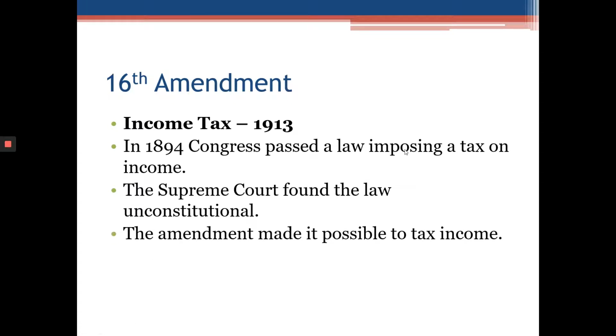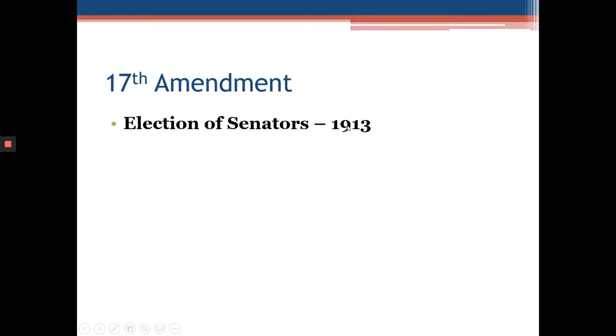This amendment made it possible to have an income tax where the government just gets to take away taxes from your money because the government says they can. Lincoln tried to do this during the Civil War, and it was found unconstitutional as well. And so the way you take something that's unconstitutional and make it constitutional is you put it in the Constitution, and that's where the 16th Amendment is. Ugh. All right, 17th Amendment.